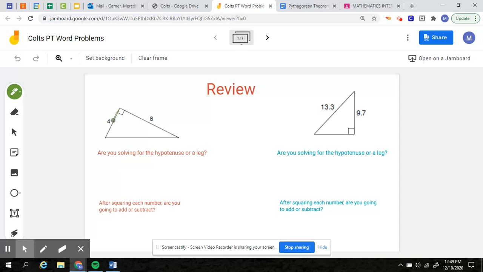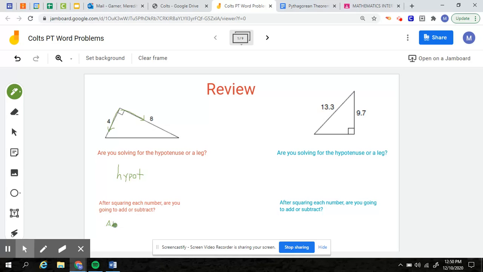So just a reminder, if you go from your right angle and you draw those two arrows out, those are your two legs. So we can see that the 4 and 8 are legs. So that means we are solving for the hypotenuse. Our next question is just asking about our steps in order to solve. So after squaring each of those numbers, are you going to add or subtract? And when you're solving for your hypotenuse, you are going to add.